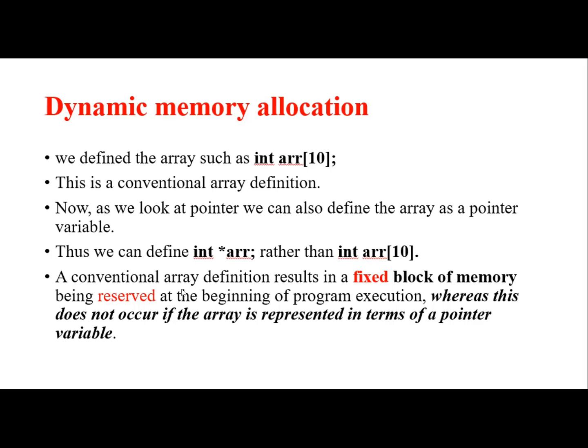A conventional array definition results in a fixed block of memory being reserved at the beginning of the program execution. So here size 10 is reserved as a block of memory. Whereas this does not occur if the array is represented in terms of a pointer variable. If it is defined as a pointer variable, then we don't have to define the size. Okay, let us see why.